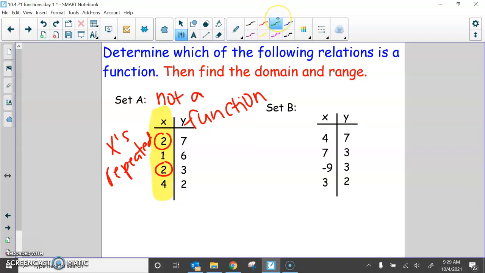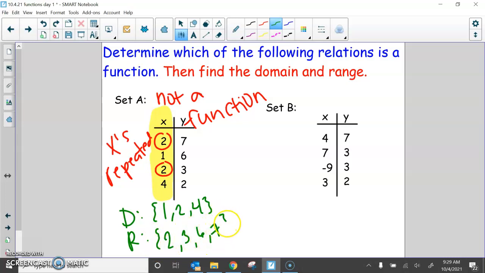So now we're going to find the domain and the range. Your domain, we have 2, 1, 2, and 4. So your domain should be 1, 2, 4. Your range are your y values, 7, 6, 3, and 2. And remember, you're always going smallest to biggest. So 2, 3, 6, 7.